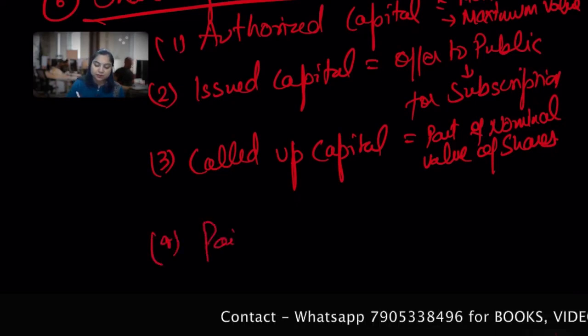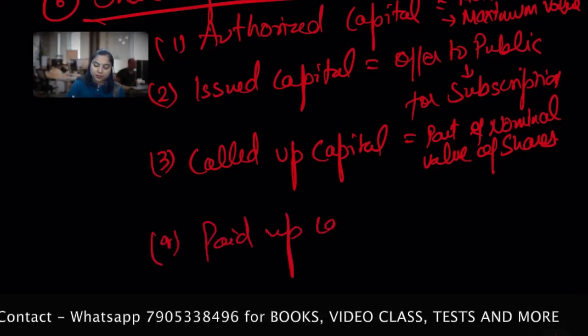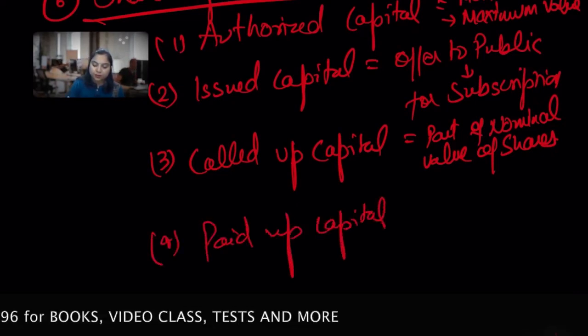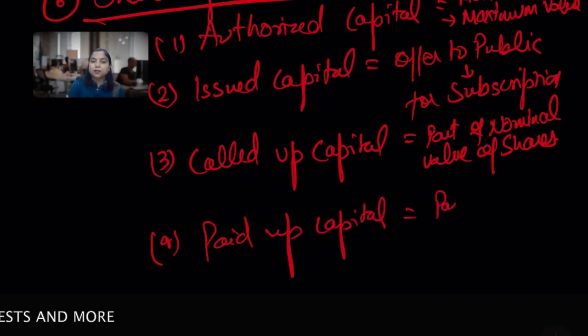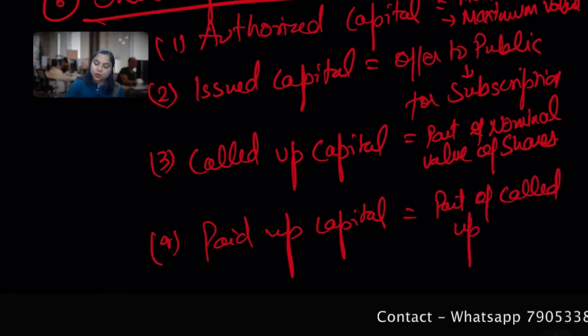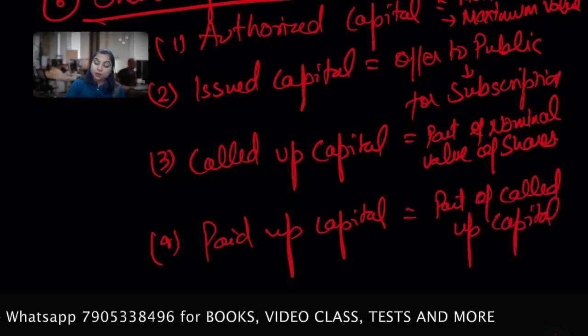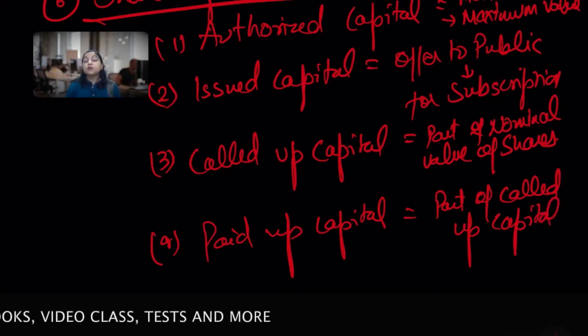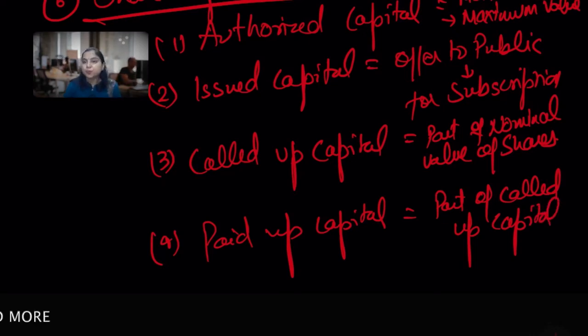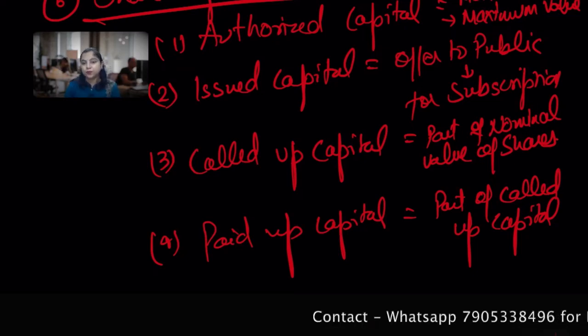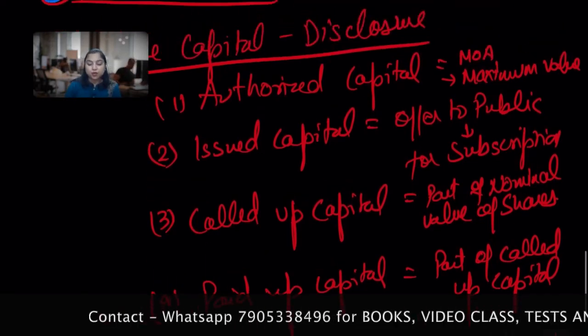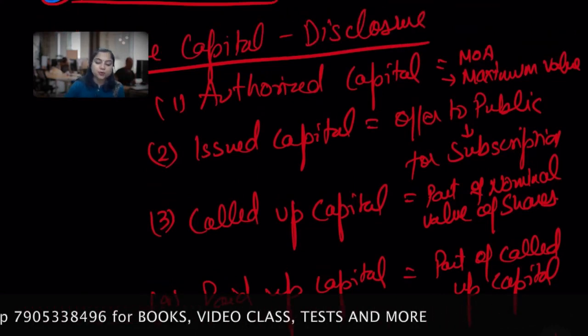And next is your paid up capital. Paid up capital is a part of called up capital. Okay, and the part which is not yet called means it is due from the side of shareholders to be paid. The company didn't call them to pay it as of now. So that's a due portion. Give me a moment to conclude in another language.